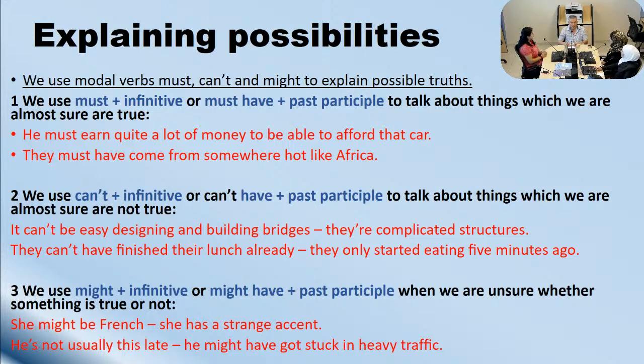Thank you. Let me summarize here for the students. Must and must be when we are sure something is true. Can't or can't be when we are sure something is not true. So must indicates certainty and can't indicates the lack of possibility. Might when we are not sure. Maybe yes, maybe no. This is the difference.